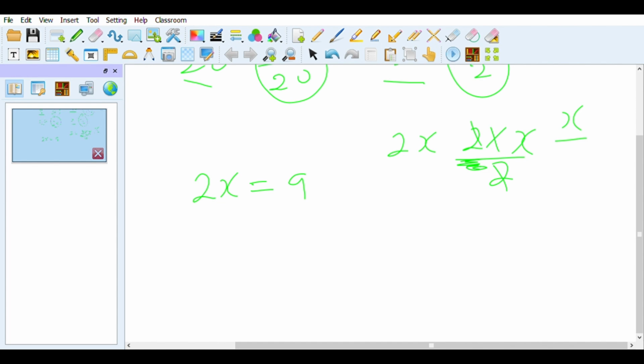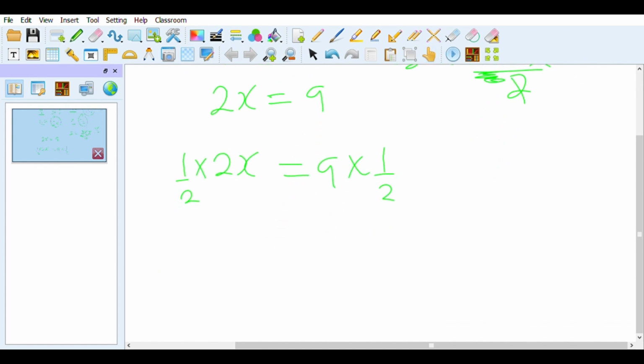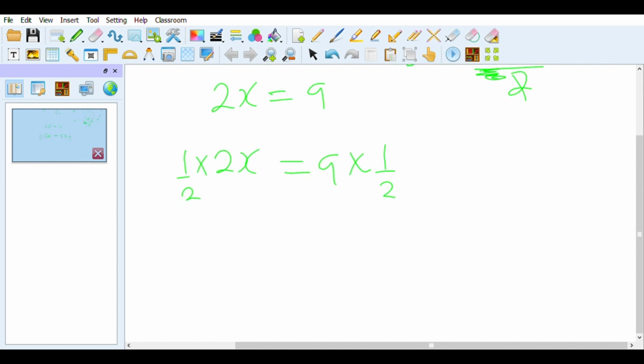And what are we actually doing here? Can you see with me that 2x multiplied by 1 over 2 is the same thing as 9 times 1 over 2. Remember, anything we do to the left hand side, we do to the right hand side. So what does this mean? 1 times 2x is 2x, and then we divide it by 2. 9 times 1, the numerator is 9 divided by 2.